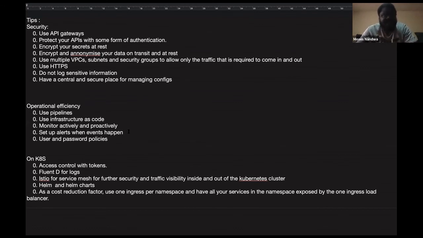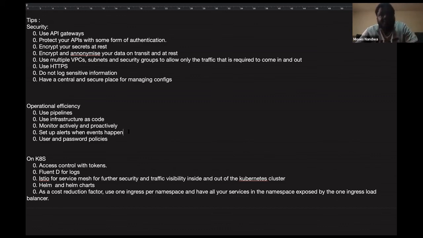Then the next thing is set up alerts in case events happen. For example, if you have a VPN connection to a certain place and it goes down, set up events for the same. If you are using services or different microservices, set up health checks. In case a health check does not pass a certain threshold, notify the people.